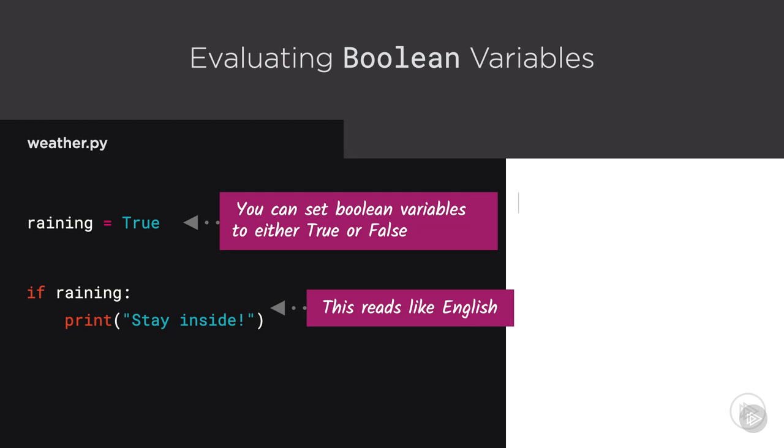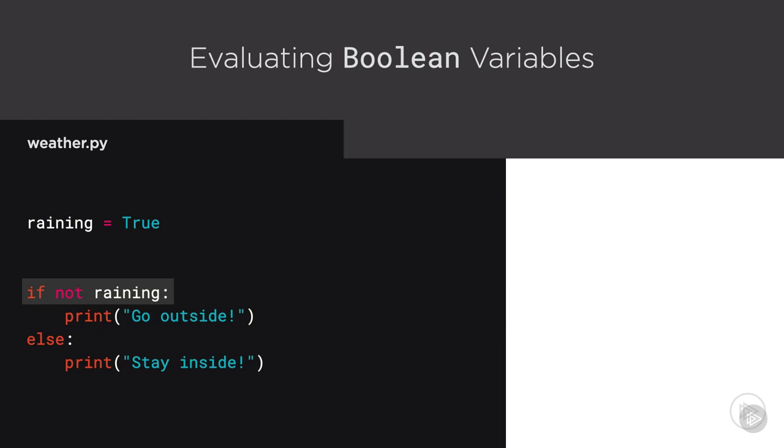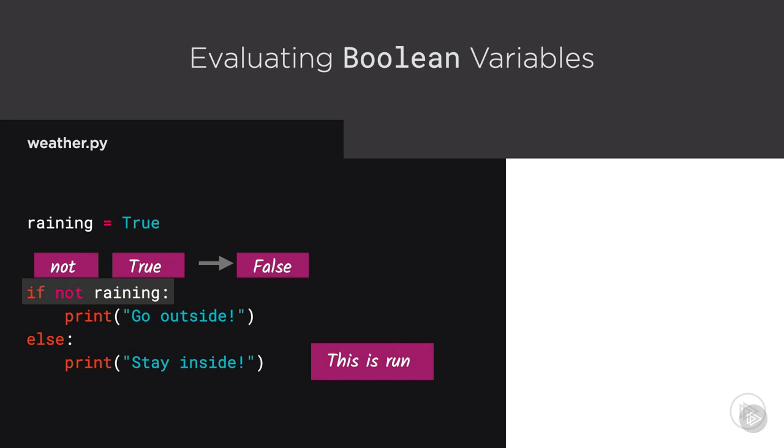If we run this, raining is true, so the print statement is run and stay inside is printed to the screen. We could also change this to say, if it's not raining, then print go outside. Otherwise, print stay inside. Since raining is true, the if statement becomes if not true, which is false. So the else statement is run and stay inside is printed.